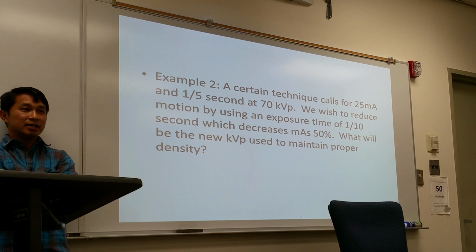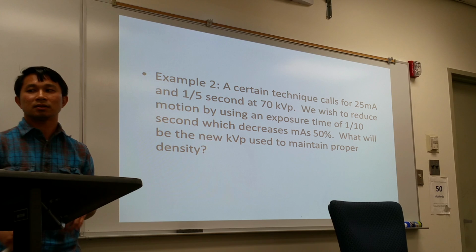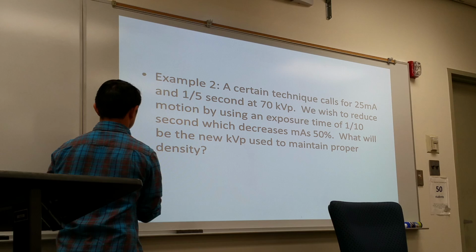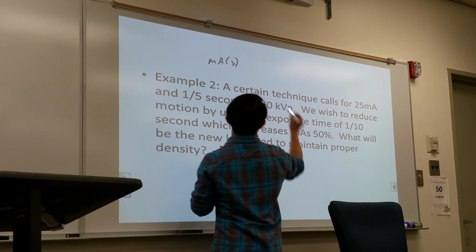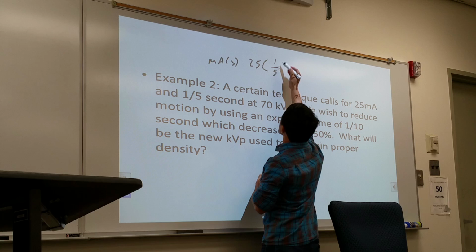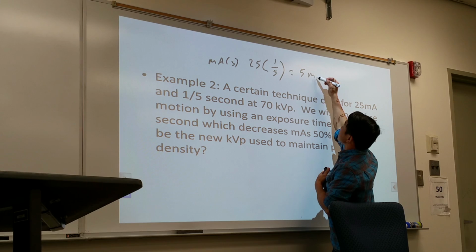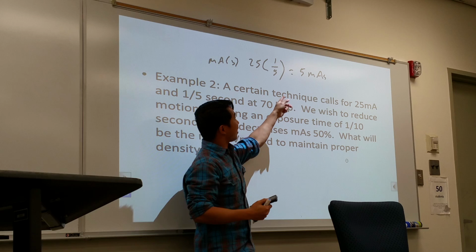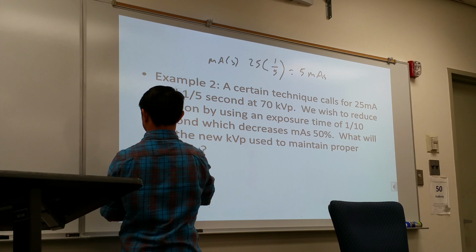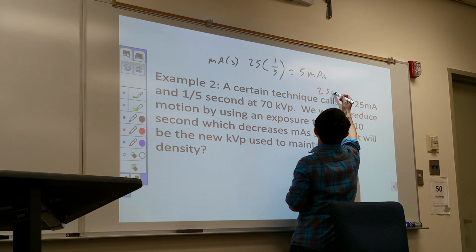What new kV is needed in order to maintain the same proper radiographic density? So our original mAs was what? Anybody recall? What's the mAs equation? mA times seconds. So mA is 25, 25 divided by 5 is 5 mAs. So with 25 at 1/5 of a second, we give you 5 mAs. However, time changed from 1/5 to 1/10, which reduces mAs by half. So it'd be 5, to 2.5. So mAs is cut by half, that means density decreased by half.